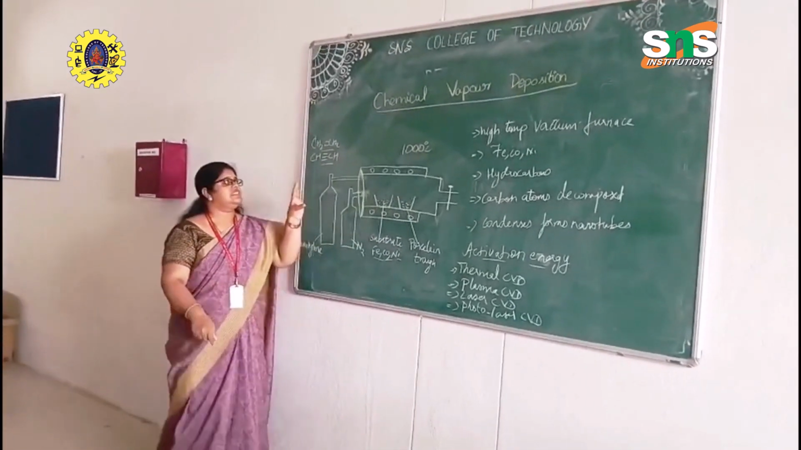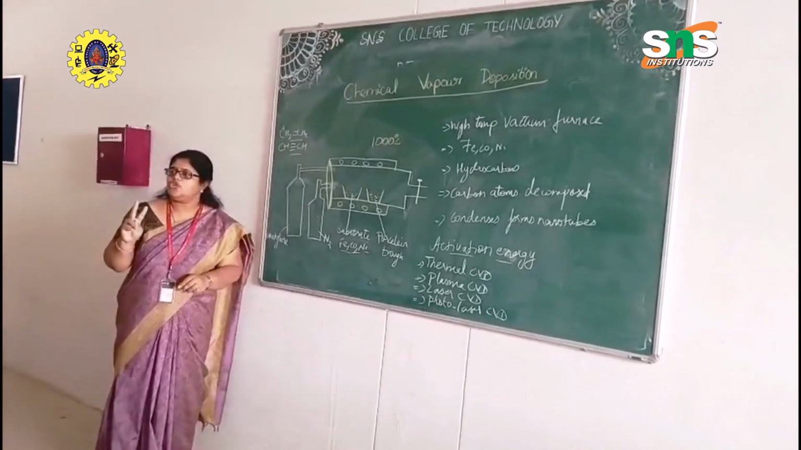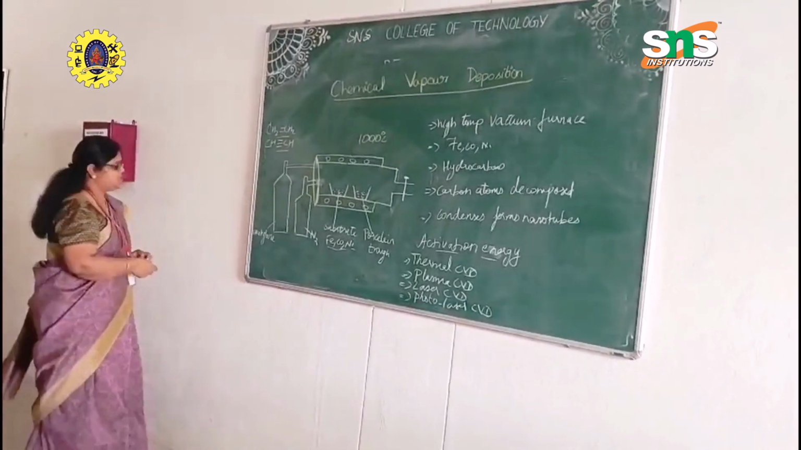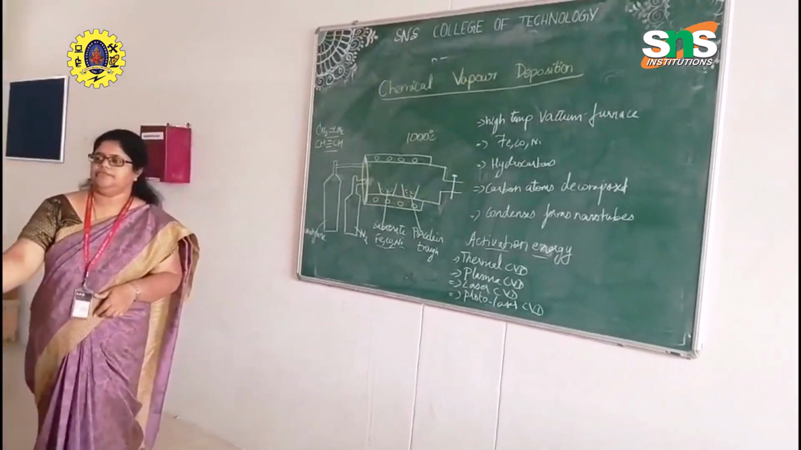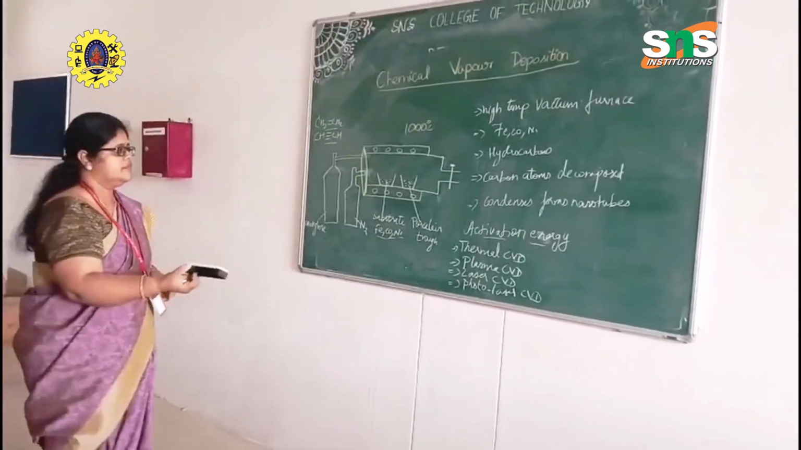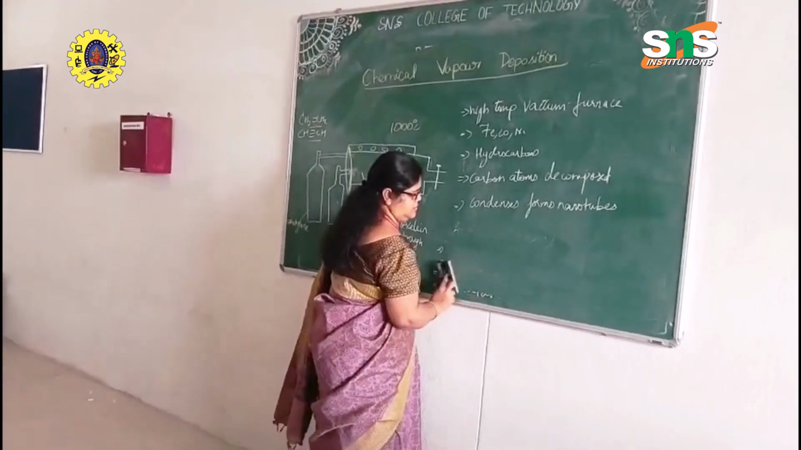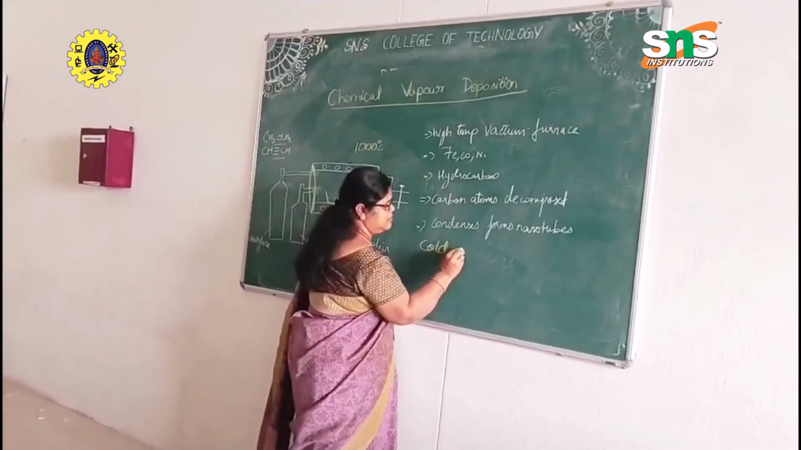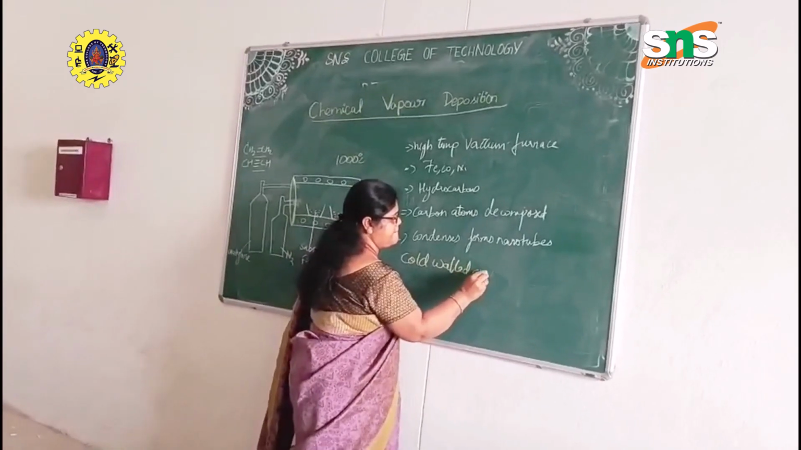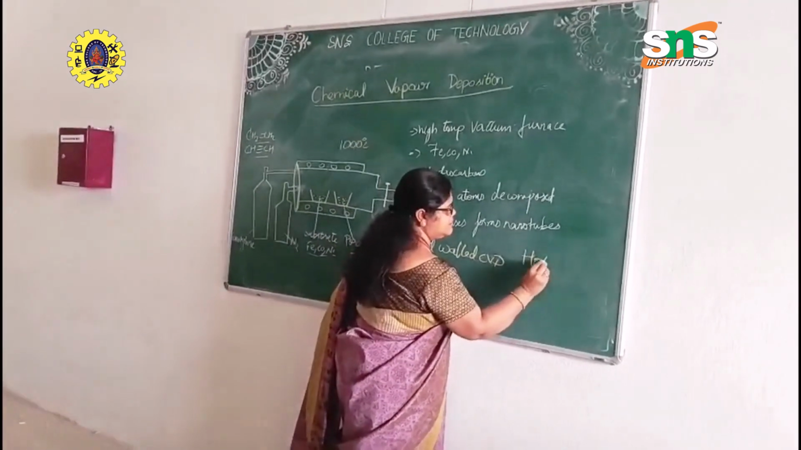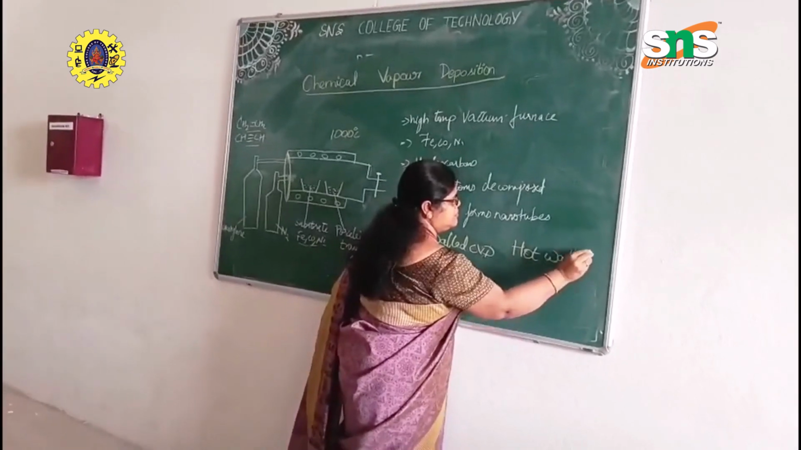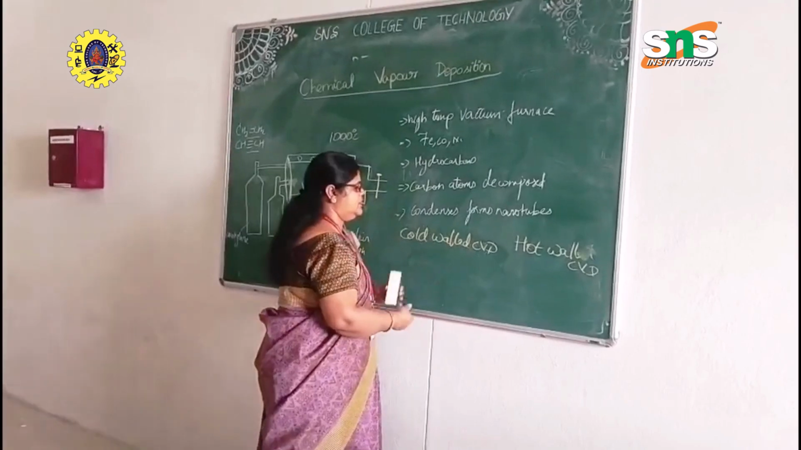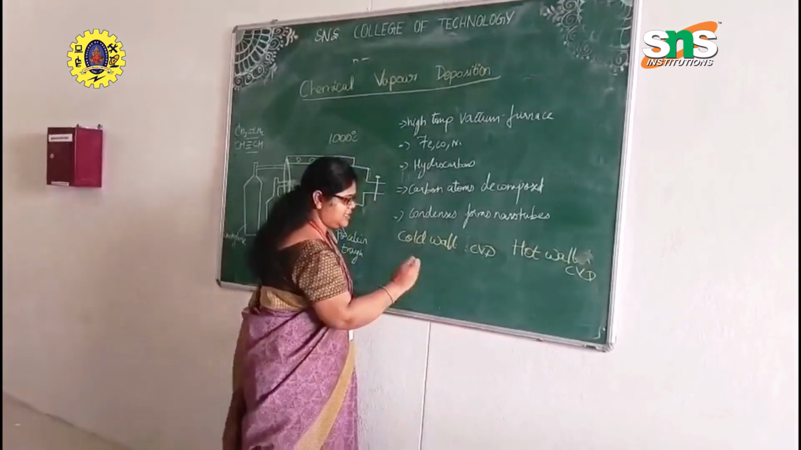Further, when we study chemical vapor deposition, there are two different types of chambers that are used. We'll see what these chambers are: cold gun CVD and hot gun CVD. In cold gun CVD, you have a chamber.